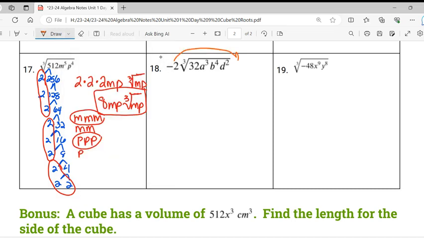-2, let's bring that along for the ride. That's going to go outside our radical. That's part of our final answer. And we'll break up 32. And look, we did 32 over here.